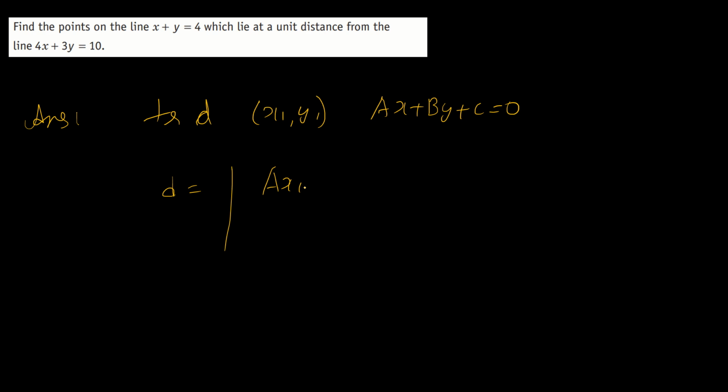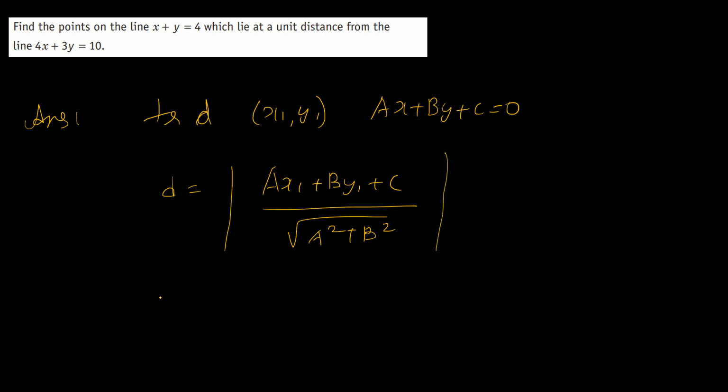Okay, before doing this question, we need to revise a point. The perpendicular distance d of a point (x1, y1) from the line ax plus by plus c equal to 0 is d equal to modulus of ax1 plus by1 plus c divided by root of a square plus b square. Here the points are lying at a unit distance. Find the points in the line.